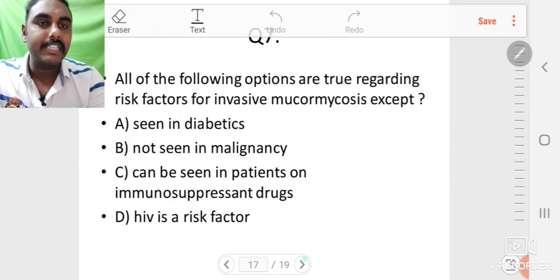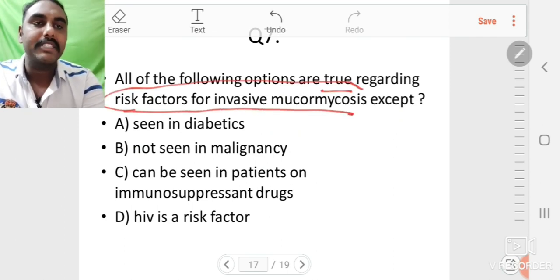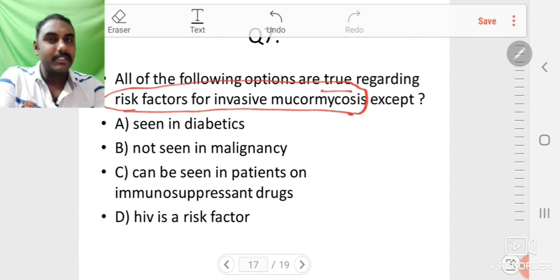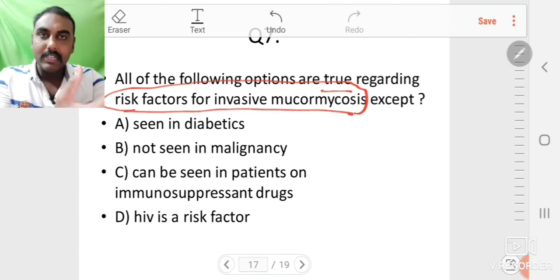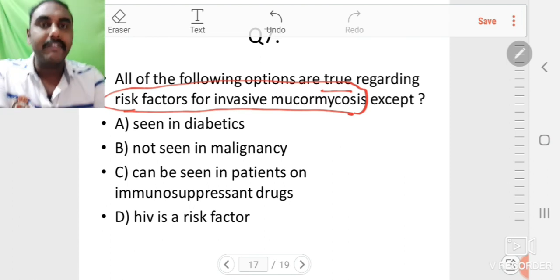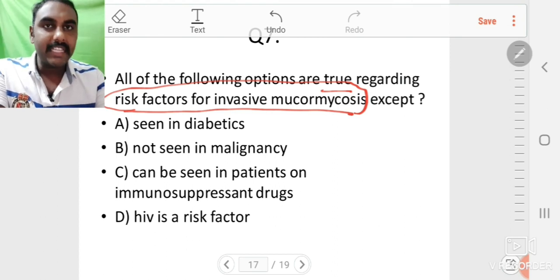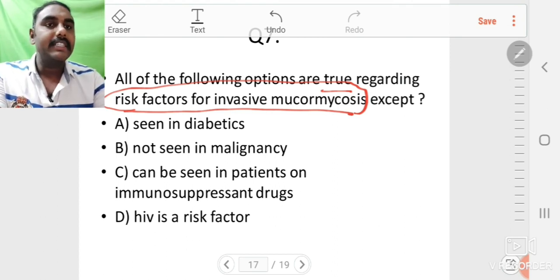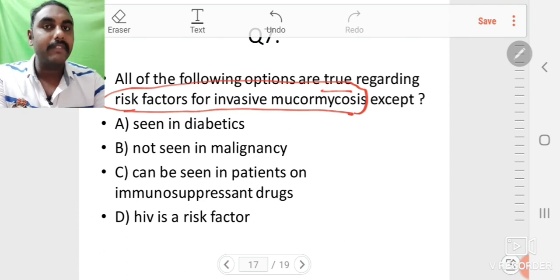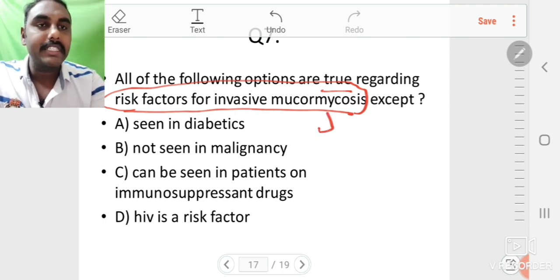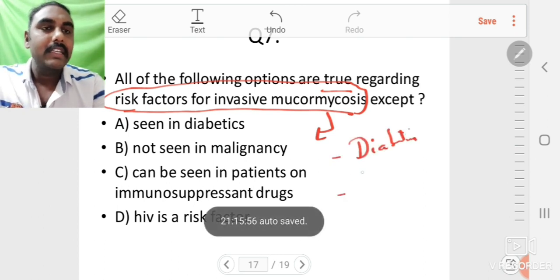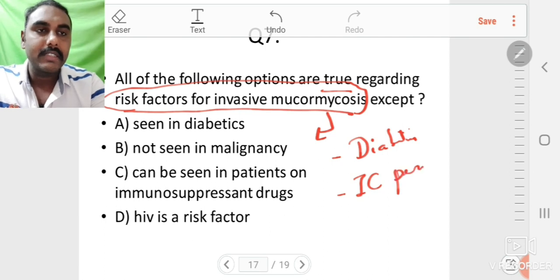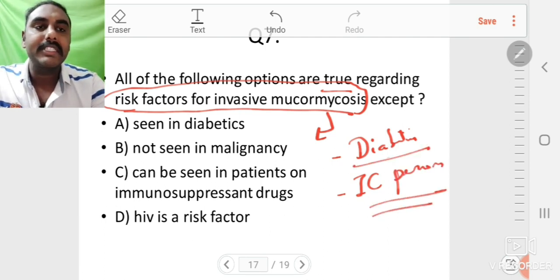So coming on to the next MCQ, all of the following are true regarding risk factors for invasive mucormycosis except. As we know, mucormycosis is an invasive one. It causes involvement of the blood vessels, it causes involvement of the nerves, it is angio-invasive. It is a fungal condition and a complication following sinusitis. This mucormycosis occurs in diabetics and immunocompromised persons.